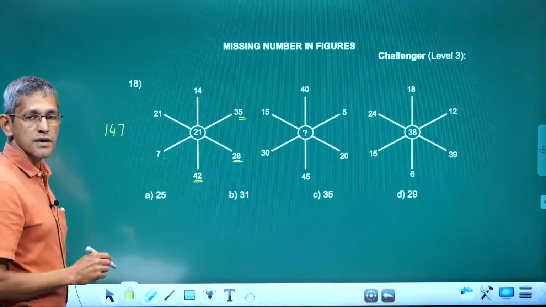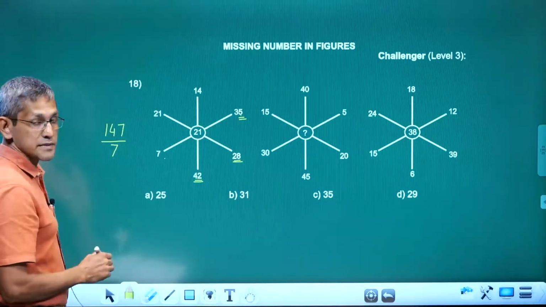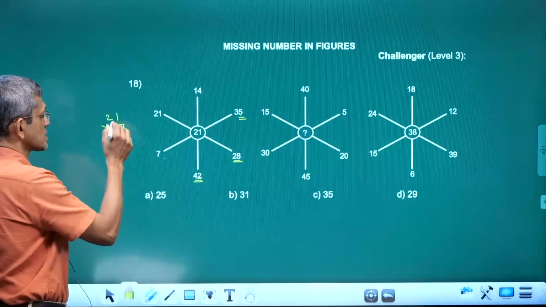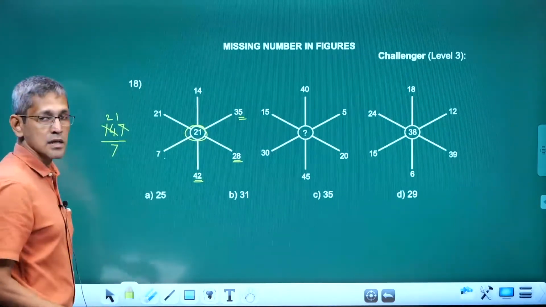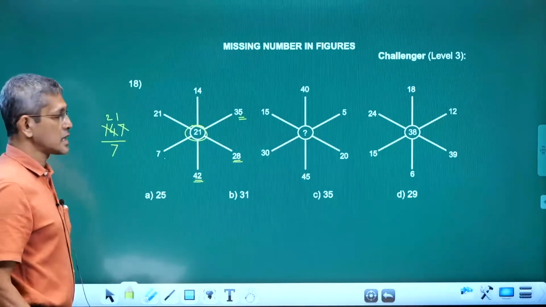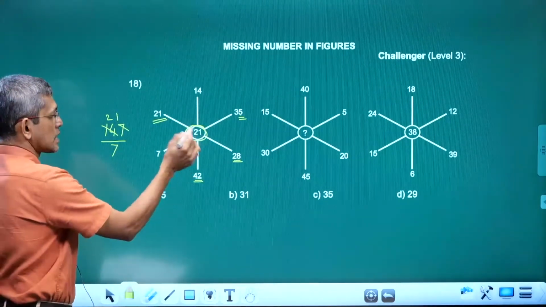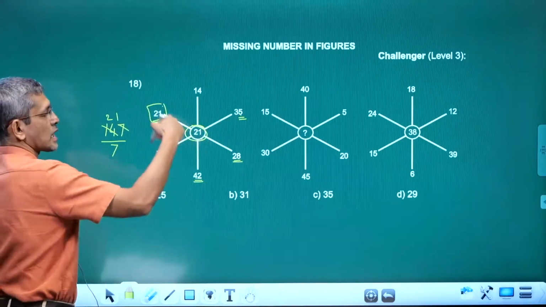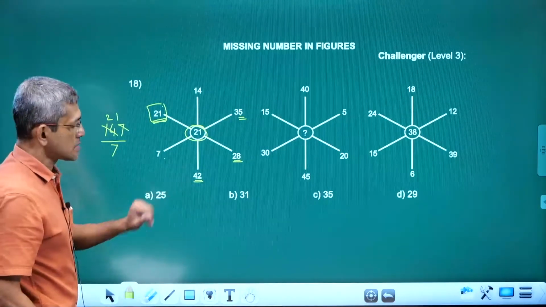That 147, and these are all multiples of 7. So 147 by 7, what do you get? 14, 2 times. 7, 1 time. So what is it? 147 by 7, what do you get? 21. Okay, that is how the 21 is in the middle. And this 21 has no direct connection with the 21 given over here. So that 21 comes from the sum of these numbers divided by 7.